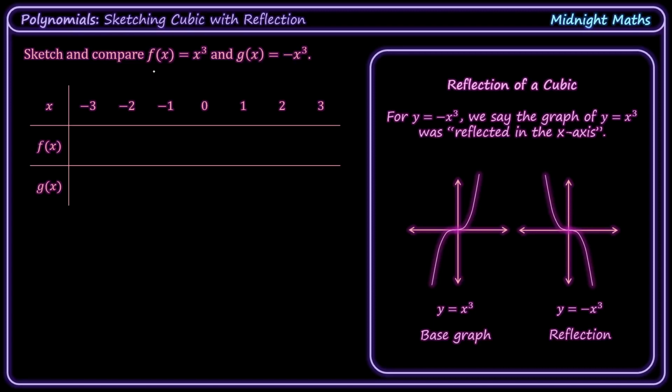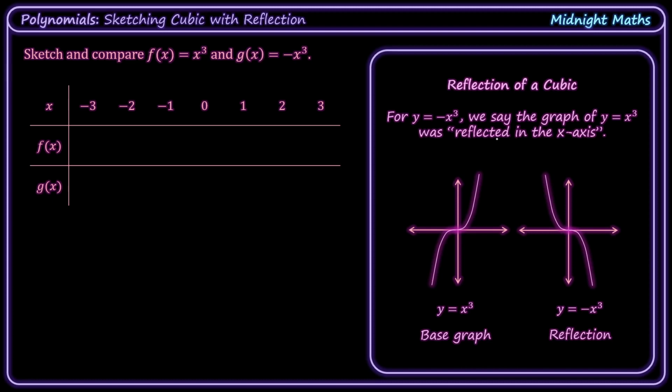Sketch and compare f of x equals x cubed and g of x equals negative x cubed. We're now learning how to do reflection of a cubic, and just having a look at this graph, this is roughly what it will look like. This is the base graph, our usual y equals x cubed, and this is the reflected graph that you get by putting a negative in front of the x cubed.